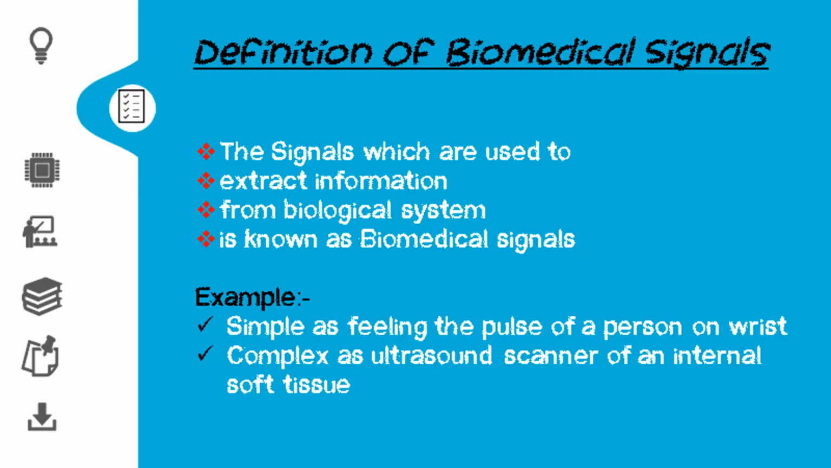Before knowing anything related to medical instrumentation, let's define the biomedical signal. Biomedical signals are those signals which are used primarily for extracting information on a biological system under investigation. The short and sweet answer is that the signals which are used to extract information from a biological system are known as biomedical signals. One of the most common and simplest examples of a biomedical signal is feeling the pulse at the wrist. I know many of us have done this while we were kids. Complex examples are ultrasound scanners of internal soft tissue, MRI scanners of the brain, and so on.